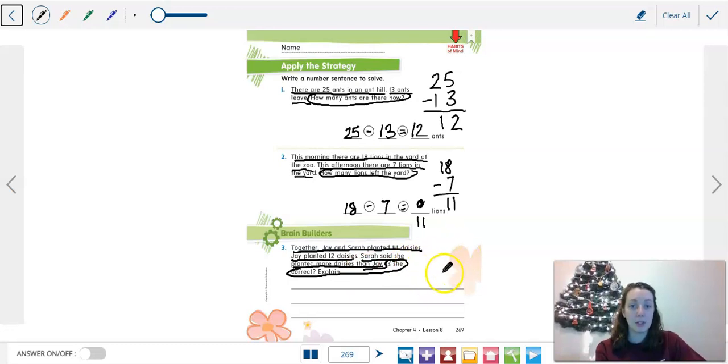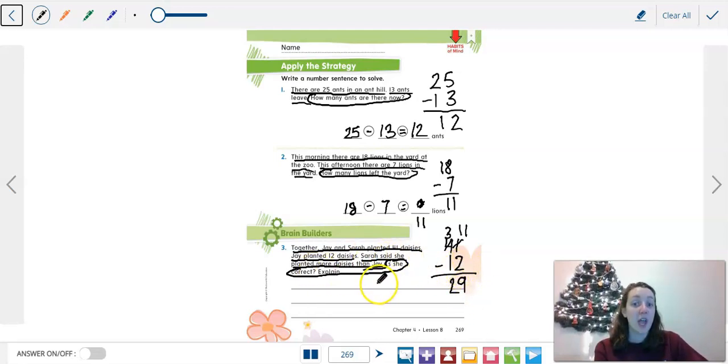So I'm going to use this space off to the side, where I know if they did 41 total, and Jay did 12, if I take away that part, it will tell me how many Sarah planted. So we have 1 minus 2, which I can't do, I have to regroup. So it becomes 11 minus 2 is 9. 3 minus 1 is 2. So we know that Sarah planted 29.